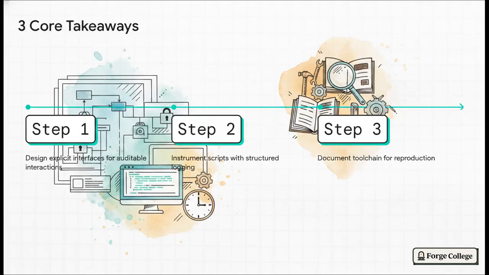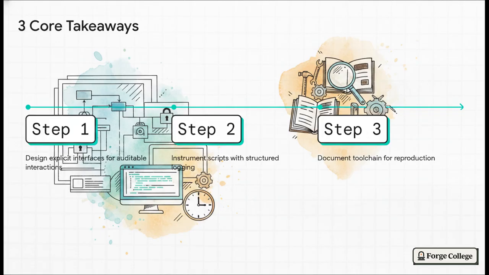So let's quickly summarize the 3 core takeaways from today to make sure your final assembly is completely bulletproof. Step 1. Design explicit, minimal interfaces so your cross-contract interactions are fully auditable right out of the gate. Step 2. Instrument your scripts with structured logging and deterministic weights so your event traces are 100% reproducible. And Step 3. Document the exact toolchain and commands so a reviewer can repeat your success in a fresh environment without any guesswork. If you follow this timeline and really internalize these steps, you've got a world-class system ready for the real world.